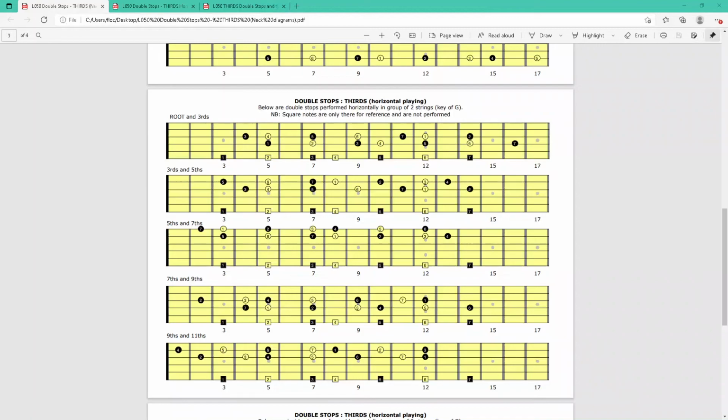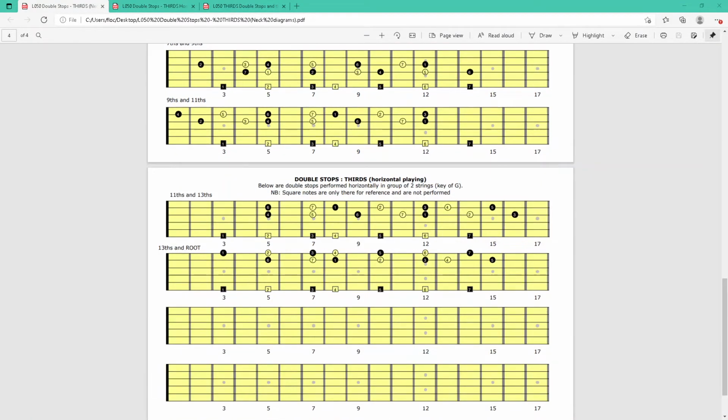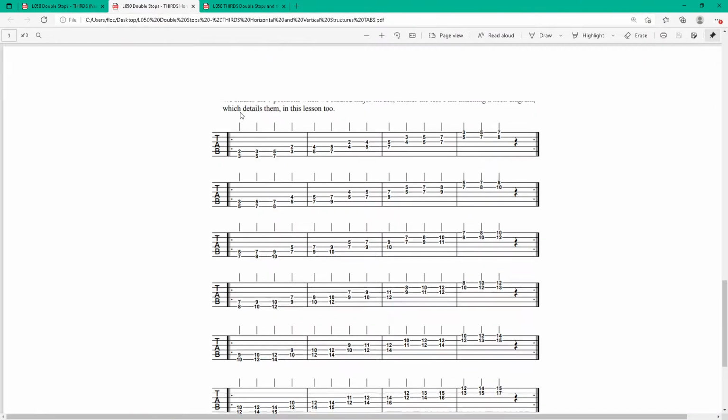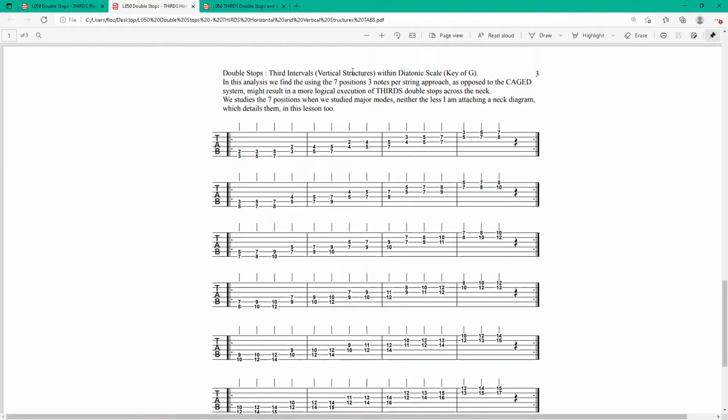vertically. A better solution is to think in terms of 3 notes per string kind of position. You have 7 positions. And I'm adding a PDF to this lesson in case you forgot them. What you see here on the PDF basically is third intervals, in this case vertical structure, within the key of G. Using the 7 position 3 notes per string approach as opposed to the cage system might result in a more logical execution of third double stops across the neck. We studied the 7th position when we studied the major modes.